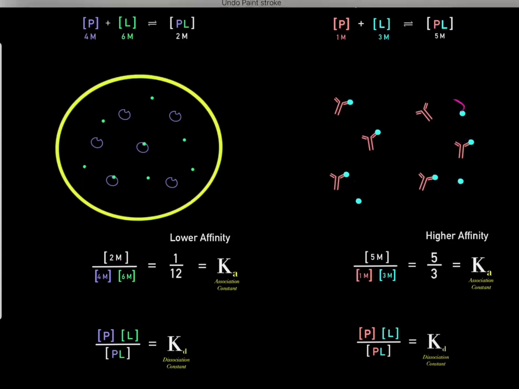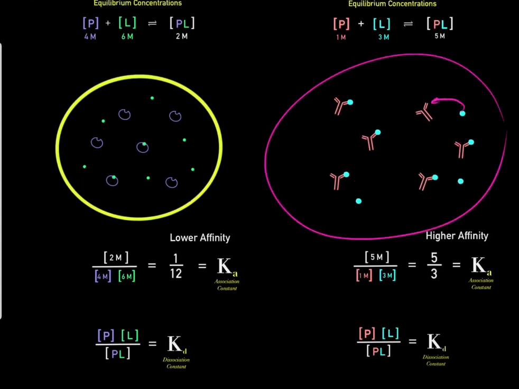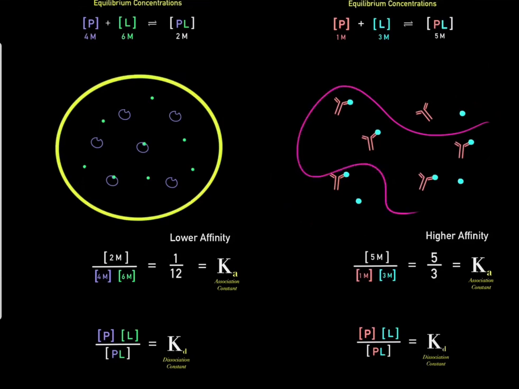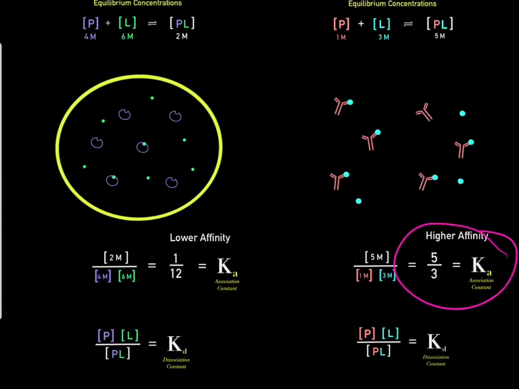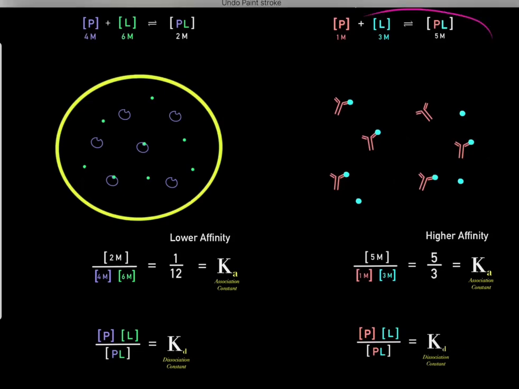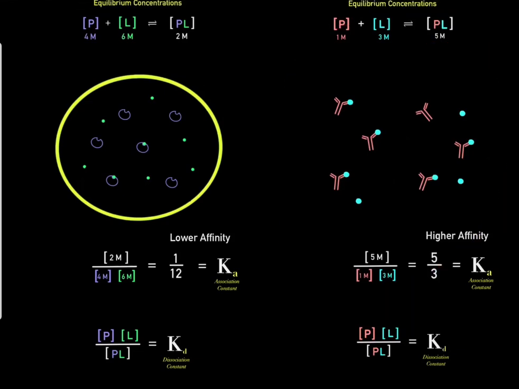So clearly this guy has a high affinity, and that's why once it reaches equilibrium, so many are in the complex form. So because we have a lot in the complex form, we have a high numerator giving us a high association constant. And again, the higher the association constant, the higher the affinity. So again, hopefully that makes sense.